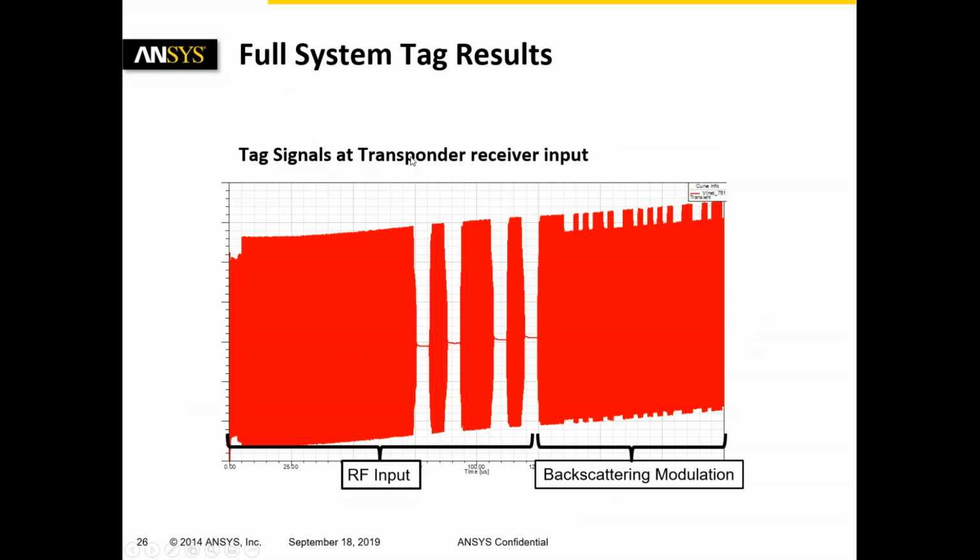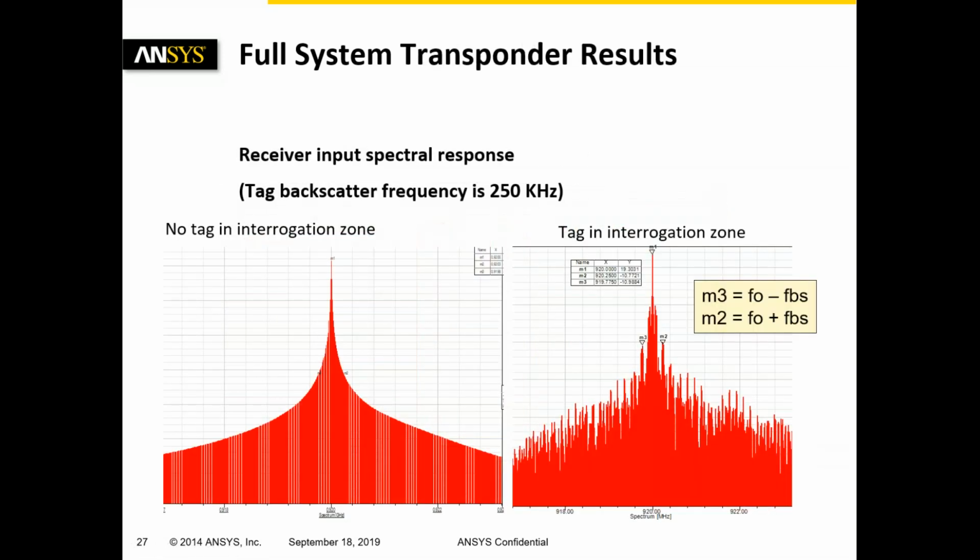Then the tag signals and the transponder receiver input. We have the RF input on the left and the backscattering modulation. So if there's no tag in the interrogation zone, the pattern looks like this. If the tag is in the interrogation zone, we can see a spectrum like this.